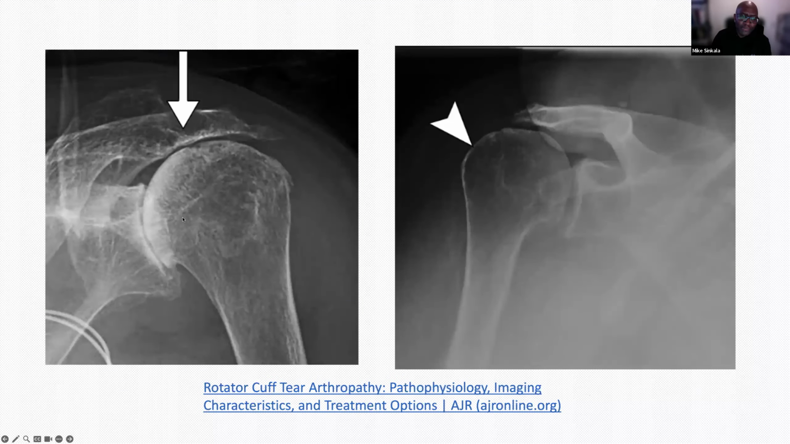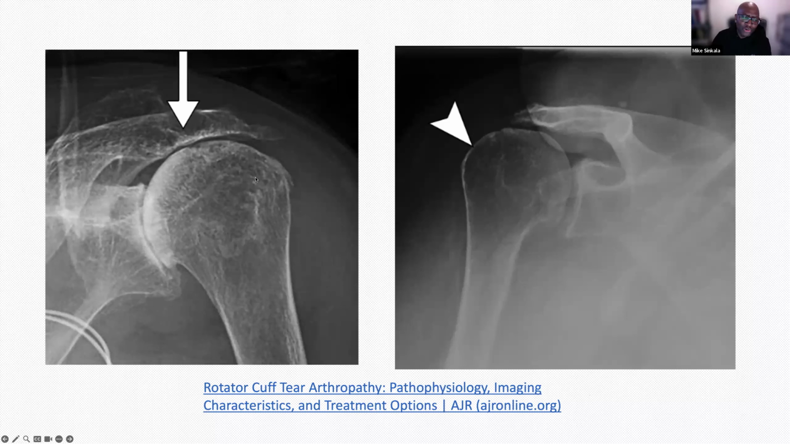Look at this patient here. We do have superior migration of the humeral head with what is called acetabulization and femoralization. Acetabulization of the inferior aspect of the acromion with femoralization of the humeral head, narrowing of the subacromial space, putting more pressure on the subacromial space. So this patient's got a full thickness rotator cuff degeneration.